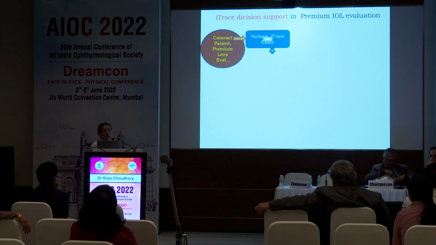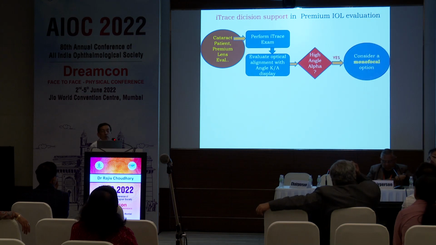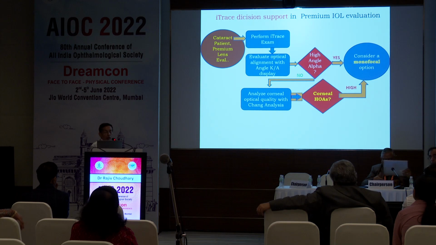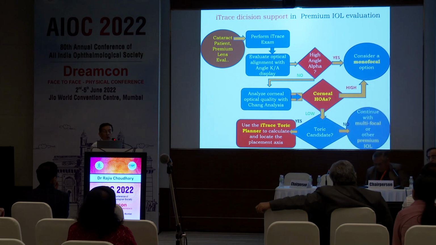So to decide, perform eye trace. This is the method we are using. If there is high angle alpha, consider monofocal. If there is no high angle alpha, you can analyze corneal optical quality with change analysis. If the corneal higher order aberration is high, you again go for monofocal, not multifocal. If it is low, you can go for a toric candidate. You can go for toric multifocal, or plan with eye trace.